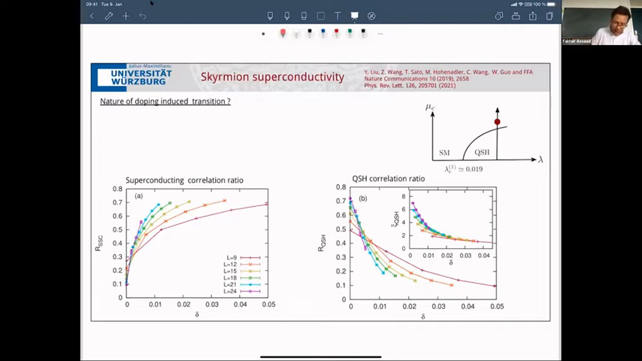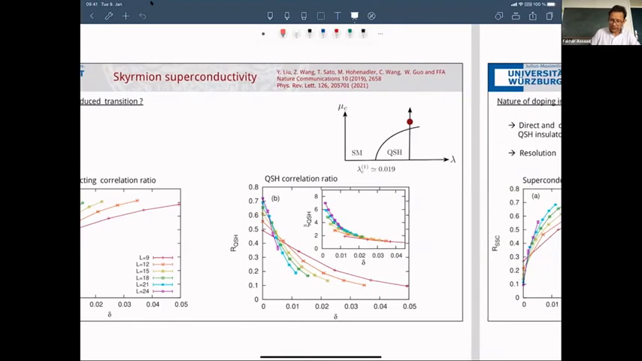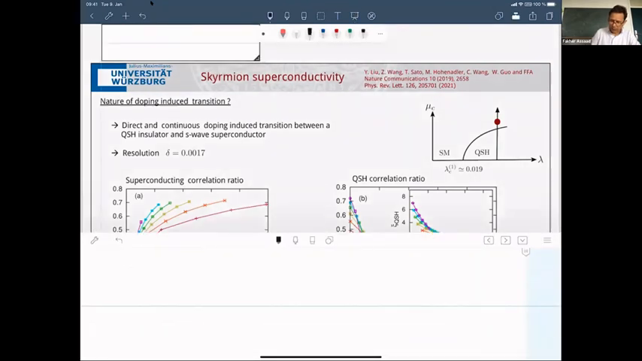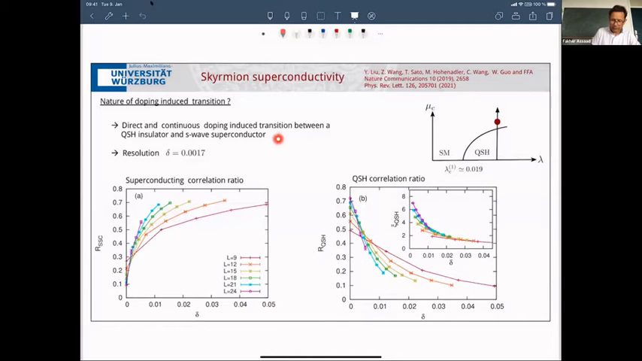Now, what happens to the superconducting? And the same thing happens, essentially, the superconducting order parameter goes up right away. I mean, basically, as soon as we dope, we obtain a superconducting state. But this is very different from what, I'll come back to this later, from what you would expect from a mean field. This is the conclusion, probably. Within our resolution, we have a direct and continuous doping-induced transition between a quantum spin-Hall insulator and an SOS superconductor.